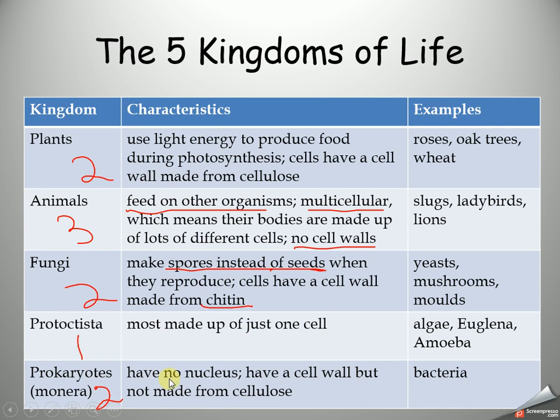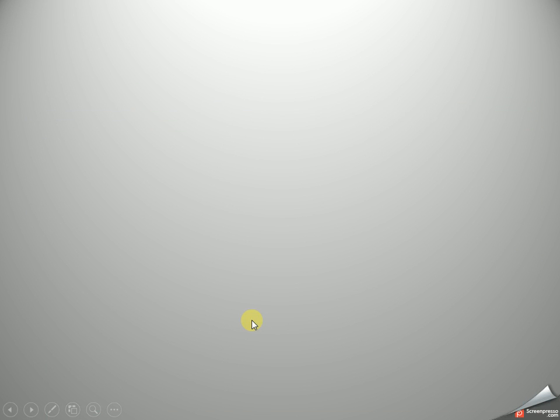Prokaryotes, they have no nucleus and they have a cell wall, but it's not made from cellulose. Those are the two things: no nucleus and a cell wall not made from cellulose. I wouldn't put too much stock into remembering all of these, but you can remember some of these. That'll be fantastic. But just make sure that you do know the five kingdoms.